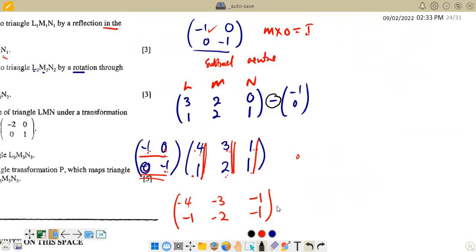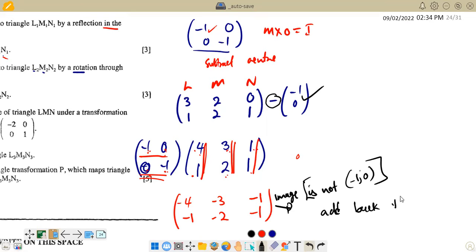Now what are we going to do? We are saying this is our image, but this image is not of center 0, 0, but of the center that we had, -1, 0. So this one is the image, but is not of this center. So what are we going to do to have the image which corresponds with this center? We have to add back that center that we had. So add back the center. All right, so we are going to take our center, then we add it back here.